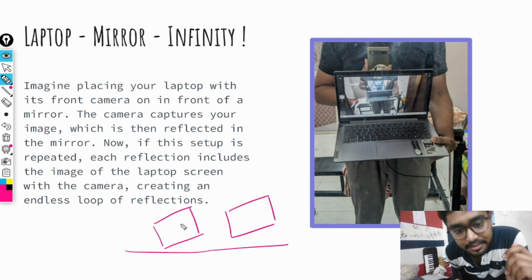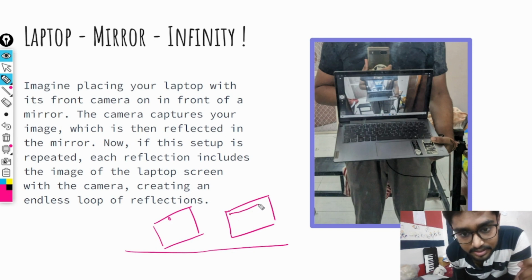So this is your laptop with its front camera on. And this is the mirror. They're in front of each other. Now, the mirror shows what it sees, right? That's called reflection, showing what you see. And it sees the laptop with its front camera on, right?